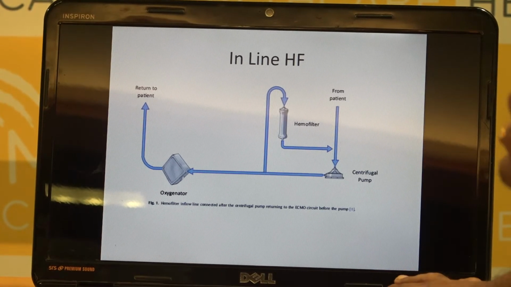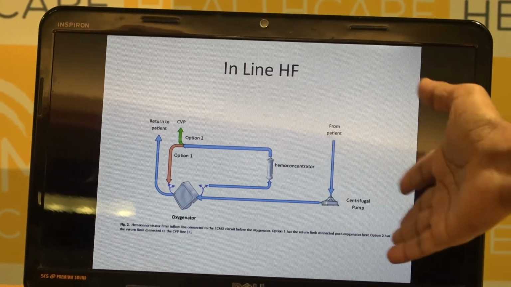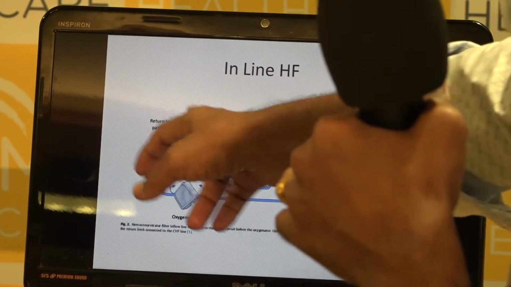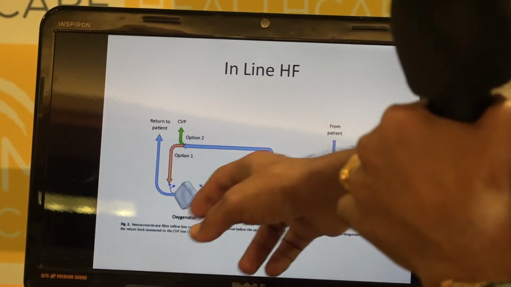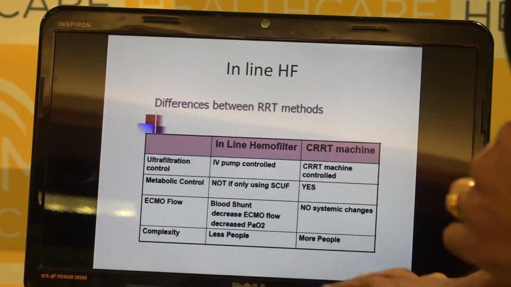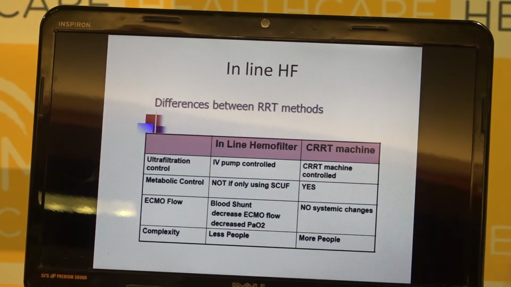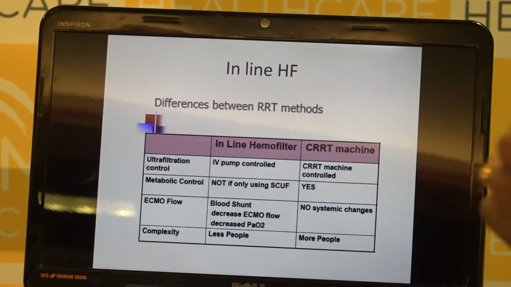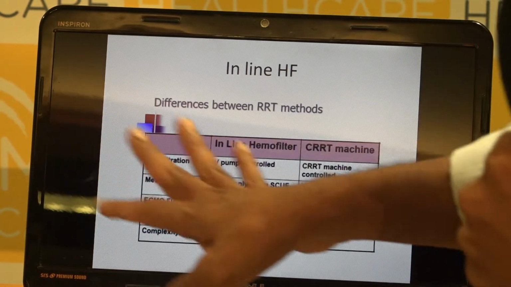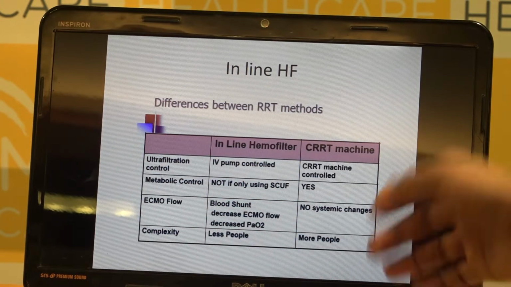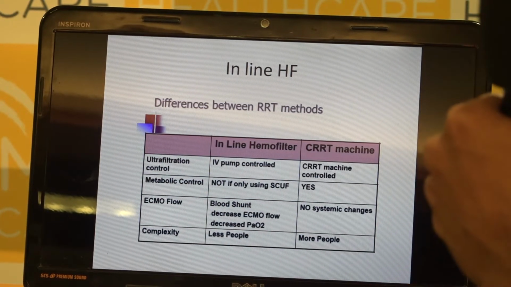So the best thing would be to do a CRRT. Again, the hemoconcentrator can be used in other ways also. It can be used pre-oxygenator, where they take it from the pre-oxygenator and give it back in the post-oxygenator. The difference between a hemofilter and a CRRT is that it's controlled by IV pumps. CRRT is a separate machine which controls it, and there is no metabolic control in a simple hemofilter. And of course, it's simpler and not much complex.